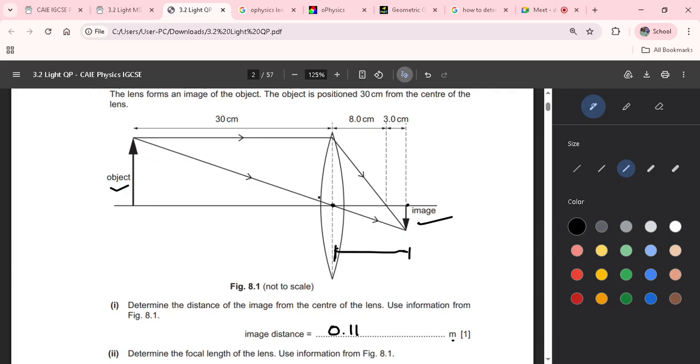Image distance is usually noted as s', and the object distance, this one, is usually noted as s. So to find the focal length, the equation is 1 over f is equal to 1 over s plus 1 over s'. This is the focal length.